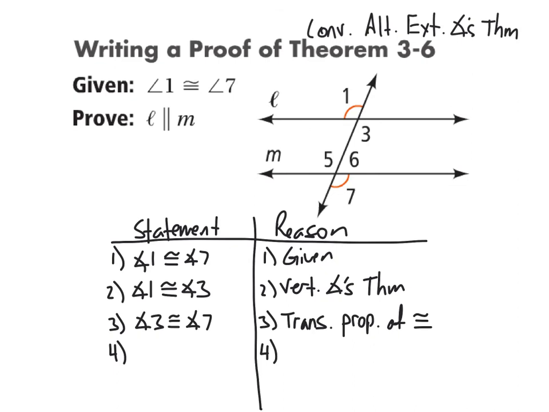What are we trying to prove? L is parallel to M. What do we need in order to prove that? Well, look at the front side of your notes. In order to prove two lines are parallel, what do I need?